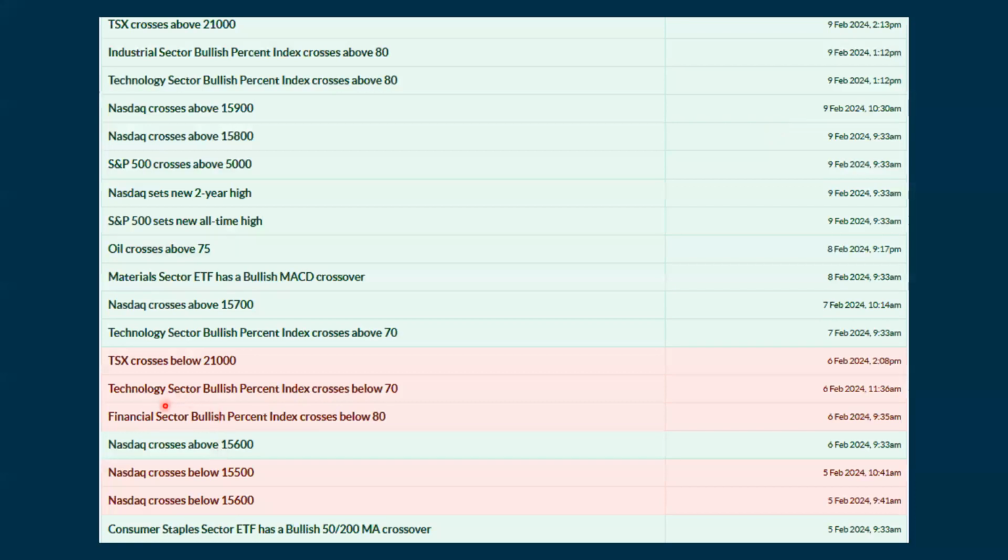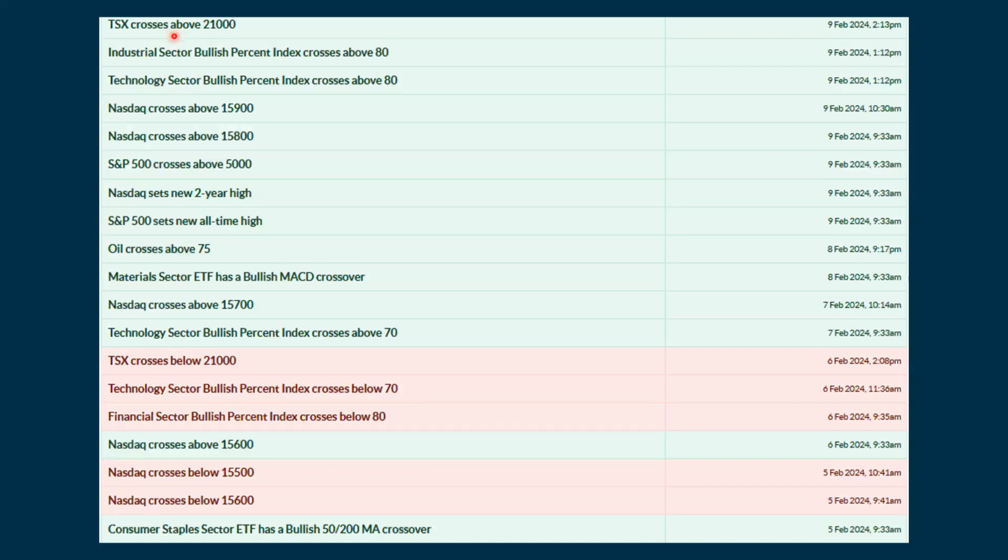And we started out the week a little bit rough, both in Monday and Tuesday session. But you can see for the rest of the week, we just were off to the races. Here's where the S&P crossed above 5,000. Even Canada showing us a lot of improvement. And then the last signal to be triggered is at the very top.